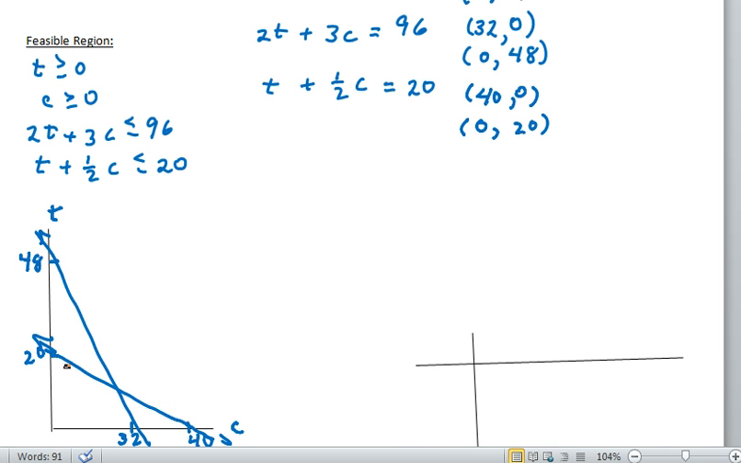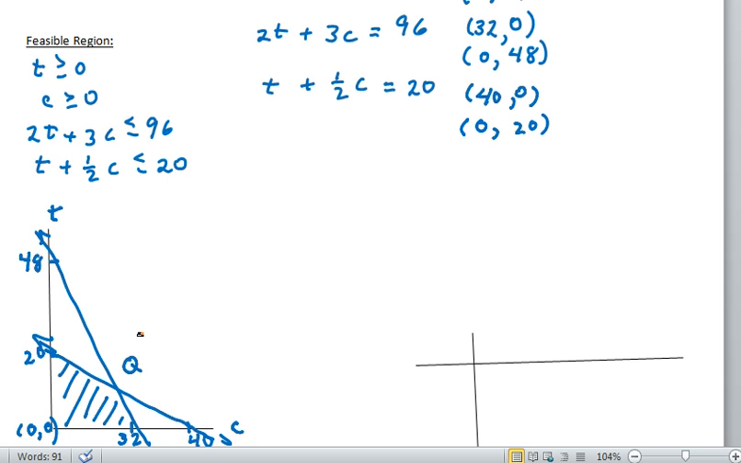So now the region we're interested in contains the points on or below both of those lines and includes the points on the axes that are adjacent to that region. So it includes the point 0, 0, 0, 20, and this point here, Q, as well as the point 32, 0.